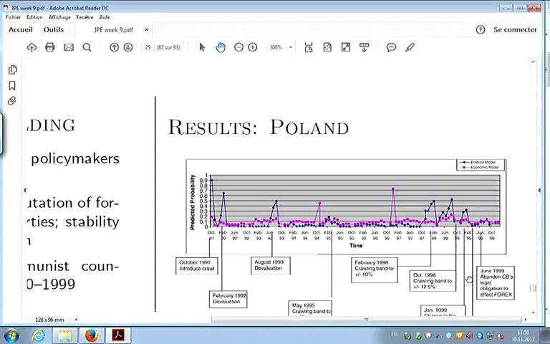And these devaluations always took place under a conservative government. I think it was called the Democratic Union in Poland. And when a post-communist left-wing party was in power, it never devalued. It just didn't dare to devalue because it didn't want to damage its reputation, because that would have immediately led to capital outflows and bad economic outcomes.